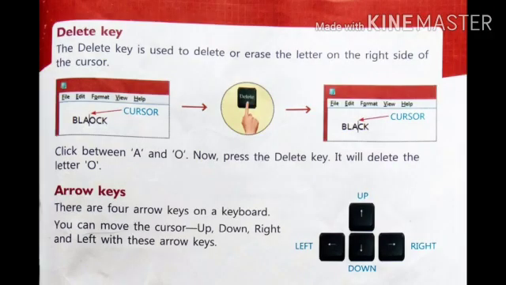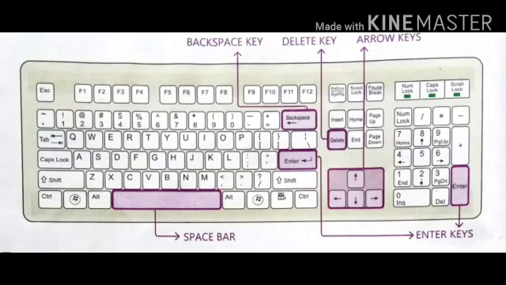Now the arrow keys. There are 4 arrow keys on a keyboard. You can move the cursor up, down, right and left with these arrow keys. The arrow keys are also called cursor control keys or cursor moving keys. These are used to move the cursor in 4 directions, that are left, right, up and down. These are the 4 arrow keys on the keyboard.